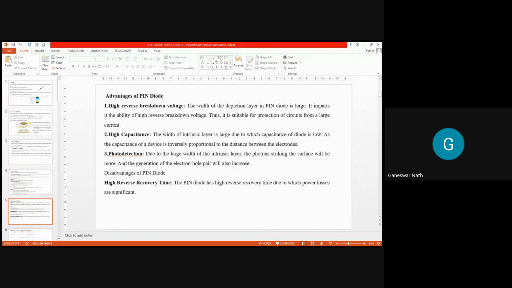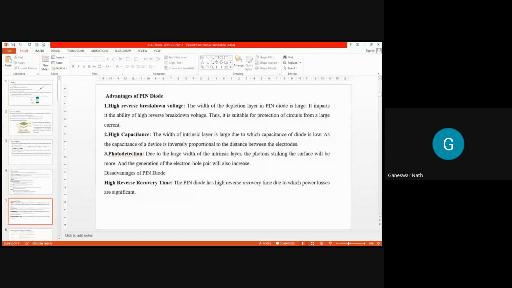This is developed due to the width of the depletion region developed at the IN junction and also the IP junction. That is why it is written here: the width of the depletion layer in a PIN diode is very large. It imparts its ability of high reverse breakdown voltage, and it is also suitable for protection of circuits from a large current. That is why it can be used for most circuits without any risks.